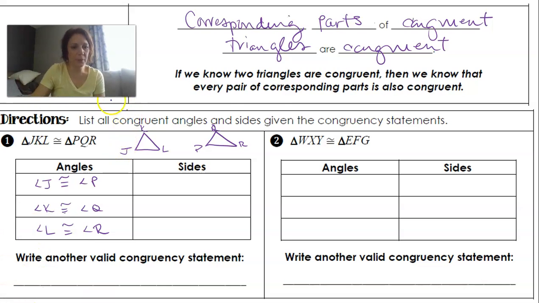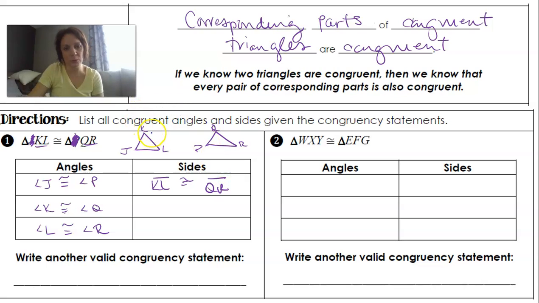Okay, so what I was saying earlier is sometimes I just like to take my finger and cover up the first letter, cover up the second letter, cover up the third letter. And I was just thinking, if I do that on my screen, you're not going to see my finger. So instead of using my finger, I'm just going to scratch them out. Okay, so first thing I'm going to do, I'm going to cover up my first letter. It's going to help me get my sides. Look here, if I cover up the first letter, I'm left with KL and QR. KL has to be congruent to QR.